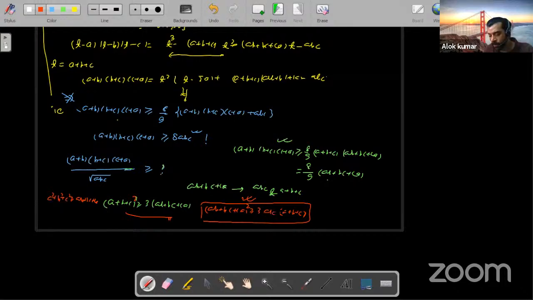It was in that language only. Okay, so if you see this one, then you will get here AB plus BC plus CA greater than or equal to the square root of 3 times ABC.